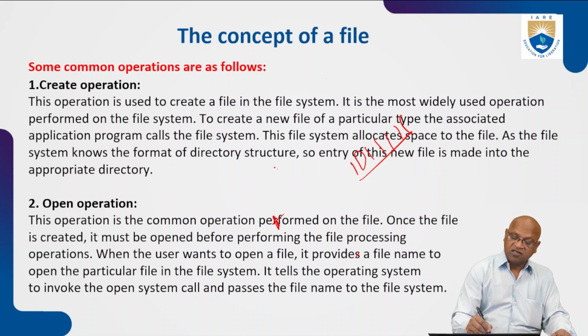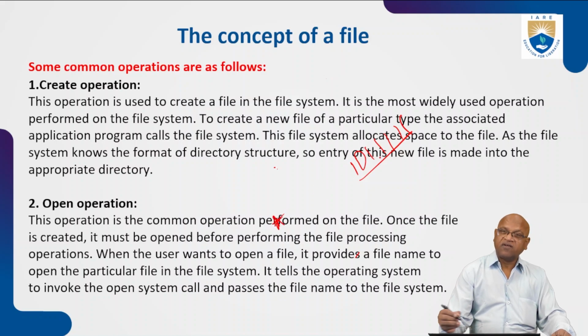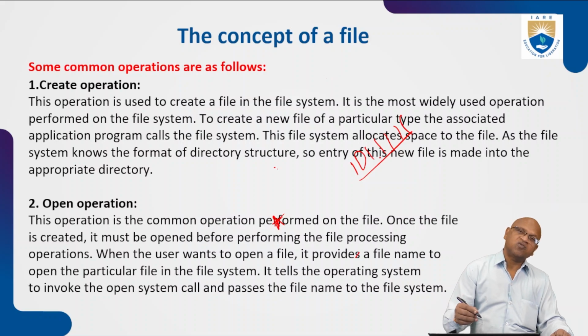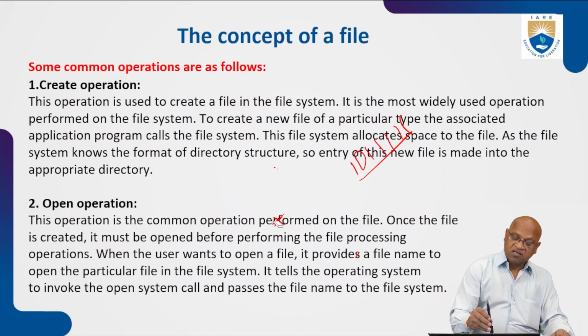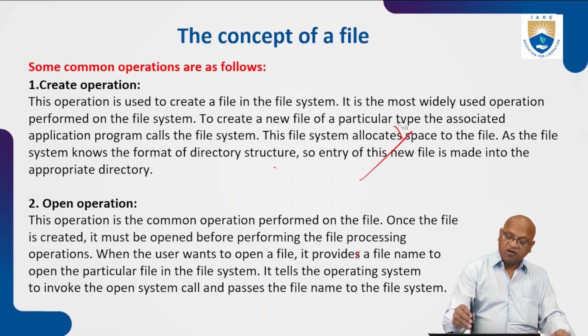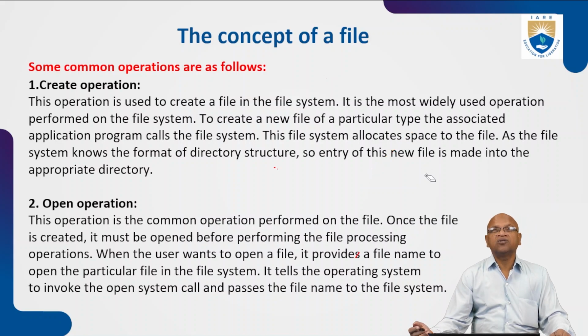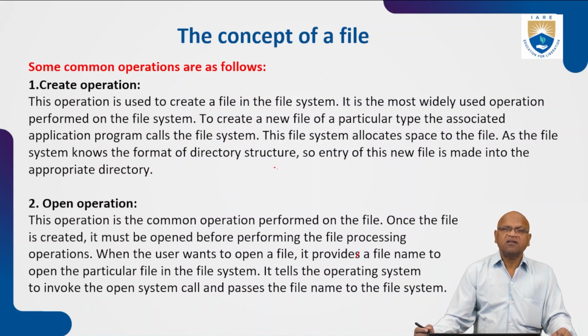As you know how it is converted into zeros and ones, in the reverse process it will convert back into alphabets, and now that is visible. It will restructure the data into characters and show it on the screen. That is called the open operation, the read operation, the read system call. This operation is a common operation performed on the file.